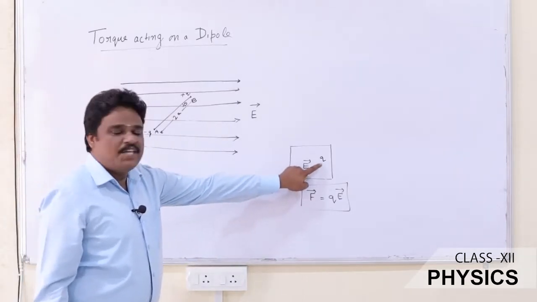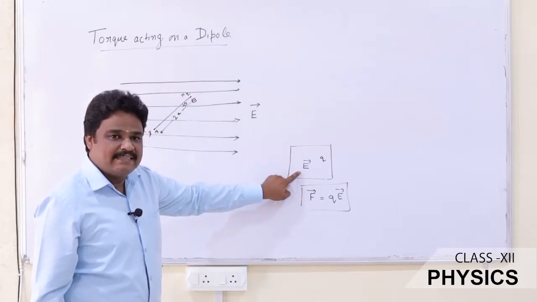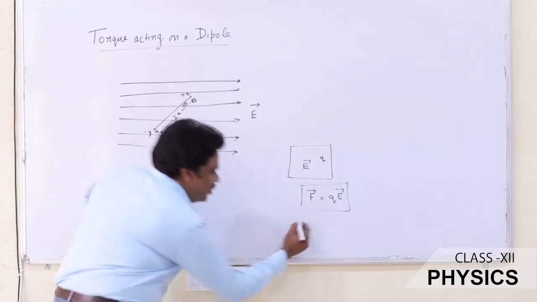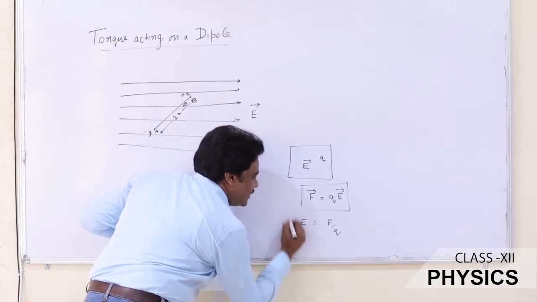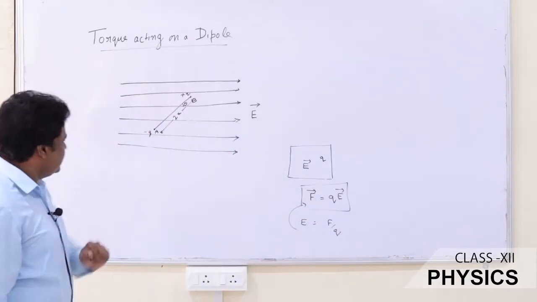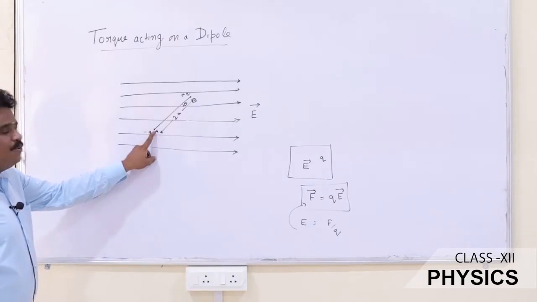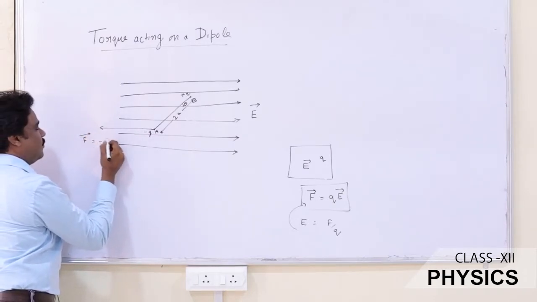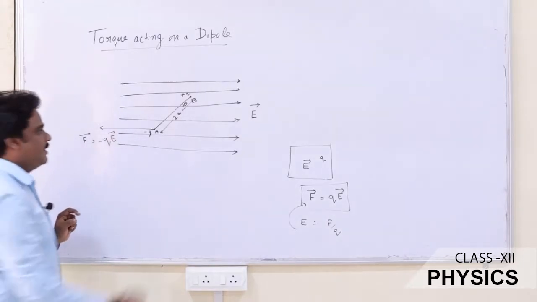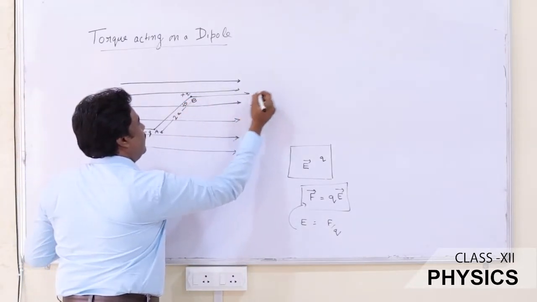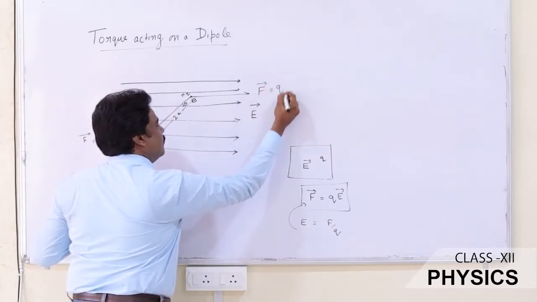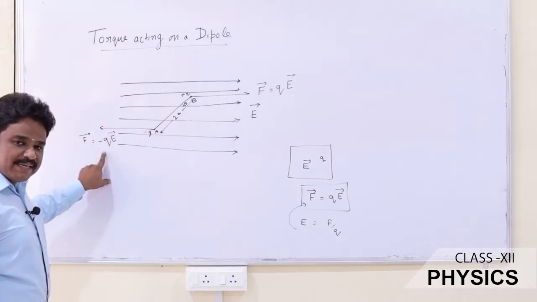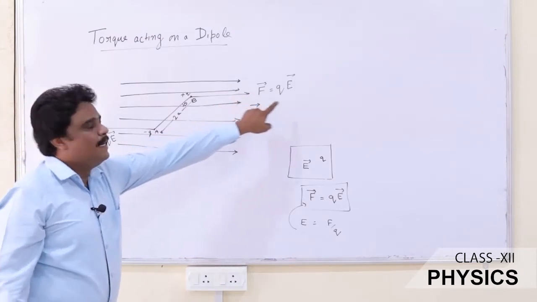If a charge Q is placed in a uniform electric field, it experiences a force. What is the force? F is QE. The formula you got was E is F by Q. From this, I am getting F is equal to QE. Now, what happens to the charge minus Q at A? By the same concept, it experiences a force F vector equal to minus QE vector. Similarly, what about the force on plus Q at B? It will also experience a force, F vector equal to plus QE vector. Minus Q experiences minus QE vector, whereas plus Q experiences plus QE vector.